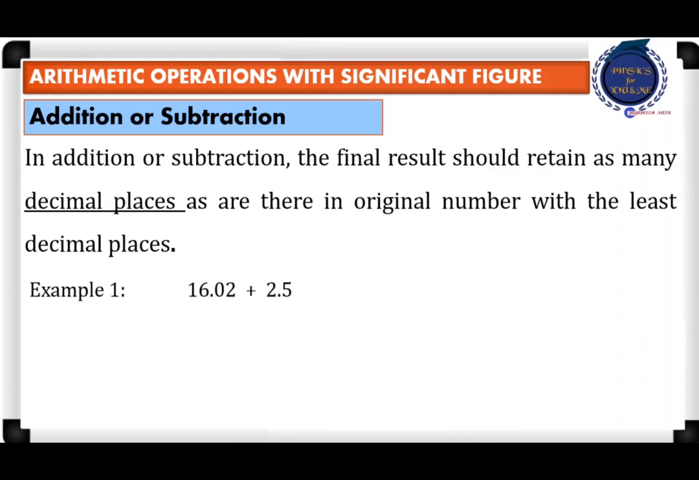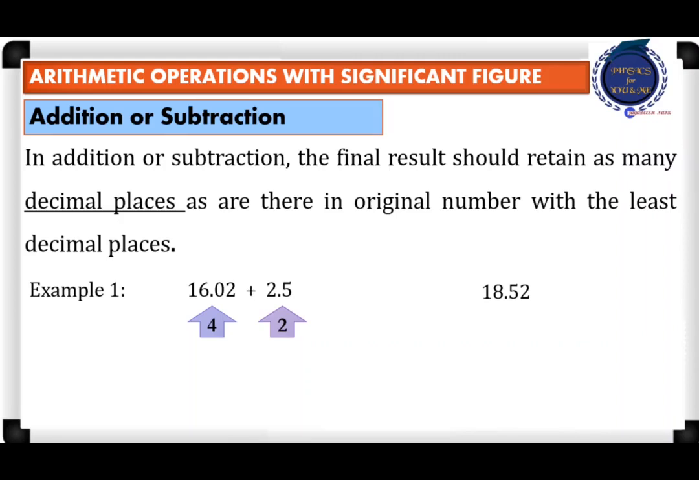16.02 plus 2.5. We know that the answer is equal to 18.5. But here we need to write the answer with the correct number of significant figures. First, let us consider the number of significant figures in the original numbers. That is, 16.02 has 4 significant figures, 2.5 has 2 significant figures.